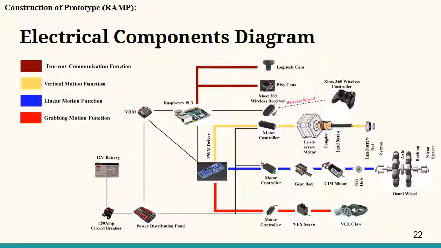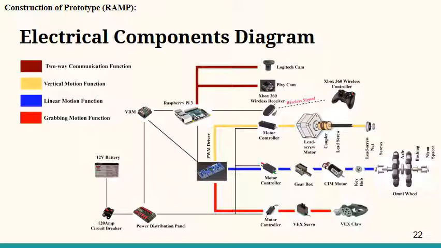Here is a more detailed breakdown of our electrical component diagram. And on the right, as you can see, I also highlighted the function of the robot. The maroon color is two-way, the yellow color is for vertical motion, blue is linear motion, and the red one is grasping motion, which is for the arm.